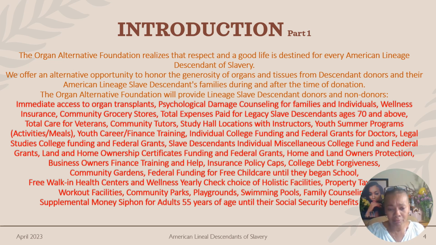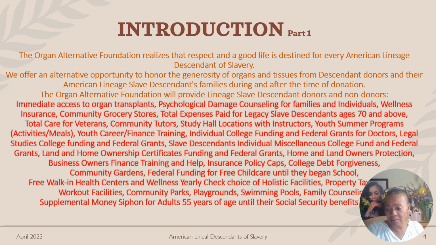Community tutors, study hall locations with instructors. So kids need tutoring. Slave descendant children need tutoring. It's accessible. It's right there. You don't have to travel far to get it. You can walk from your house to wherever the center is. It'd be like a 7-Eleven on every corner. Study hall locations, I said that already.